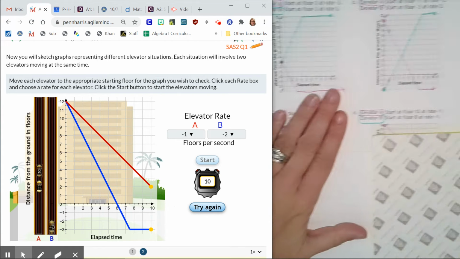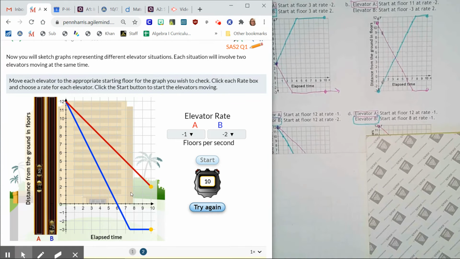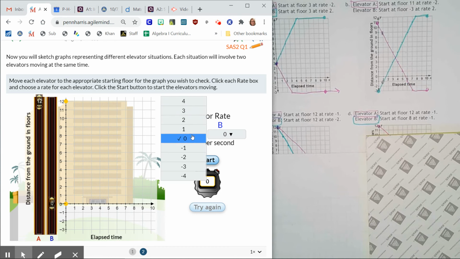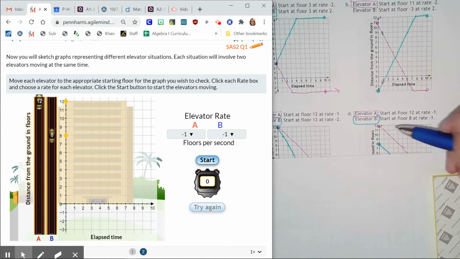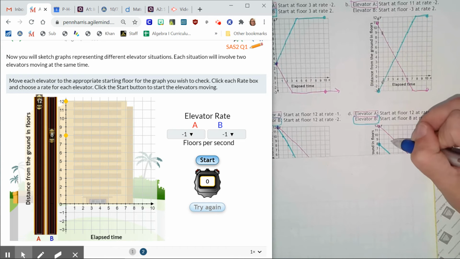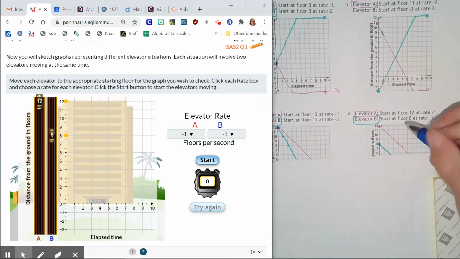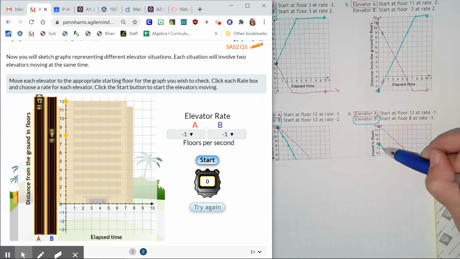Okay. And now part D, I'm just going to go ahead and plug this one into the computer here. For part D, elevator A is going to start at floor 12 and go at a rate of down 1 floor per second. Elevator B is going to start at floor 8 and go down 1 floor per second also. In my graph, I show the 2 different starting points, and I show that it goes down 1 floor, over 1 floor, down 1 floor for each second. Elevator B, the same thing, down 1 floor for each second.